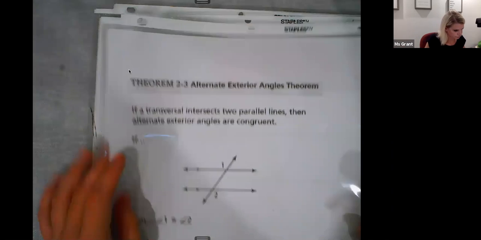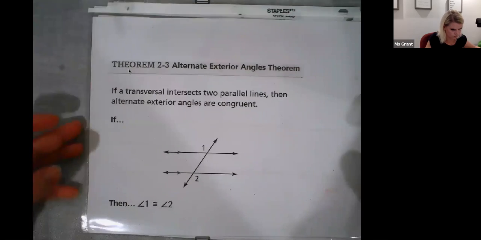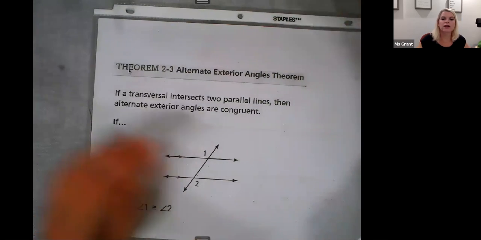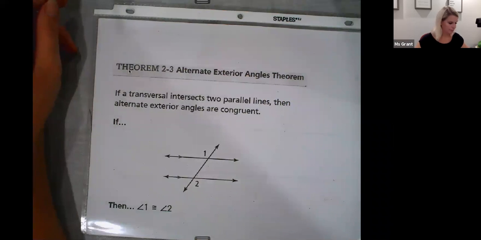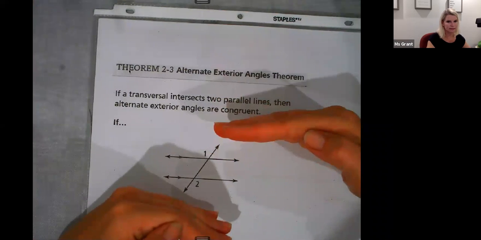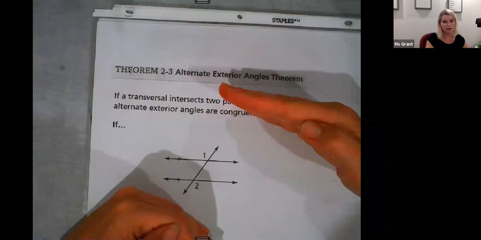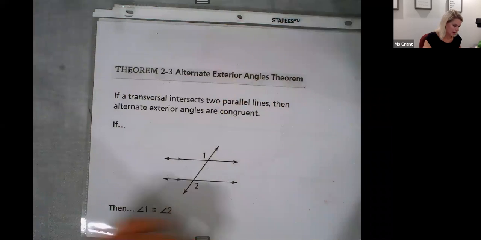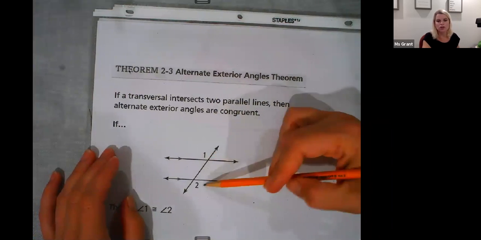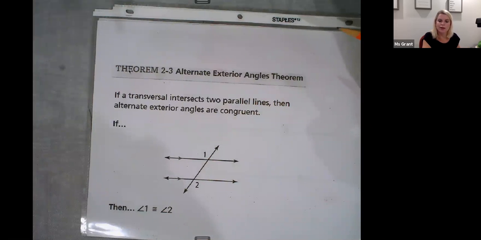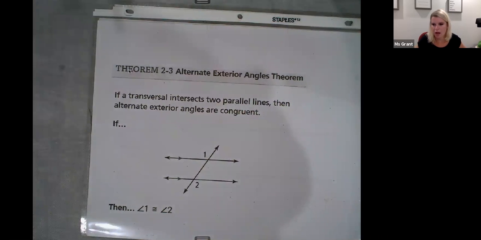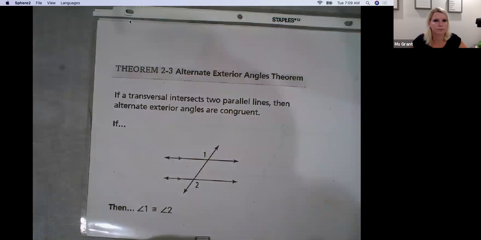Then alternate exterior. Okay. They're on the outside, the exterior of the parallel lines, and they're on different sides, alternate exterior. Angle 1 is congruent to angle 2. They're both obtuse. A lot of these you can look at and you can say, oh, I could figure that one out. I could figure that one out. Okay.